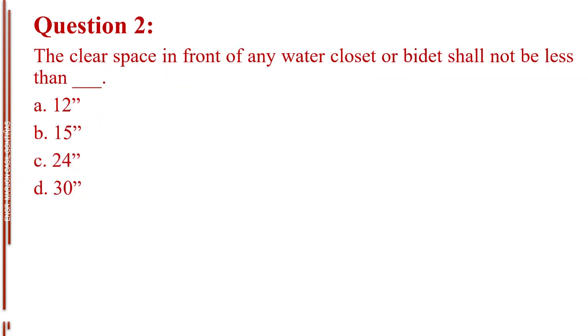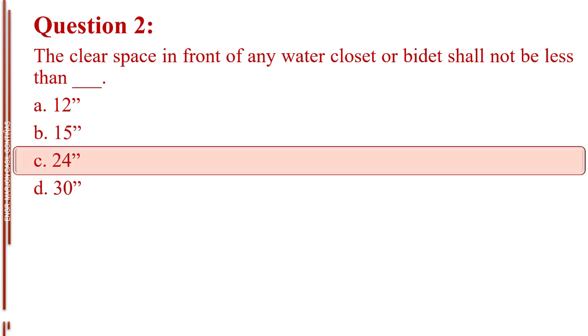Question number 2. The clear space in front of any water closet or bidet shall not be less than blank. Letter A, 12 inches. Letter B, 15 inches. Letter C, 24 inches. Letter D, 30 inches. The answer is letter C, 24 inches.